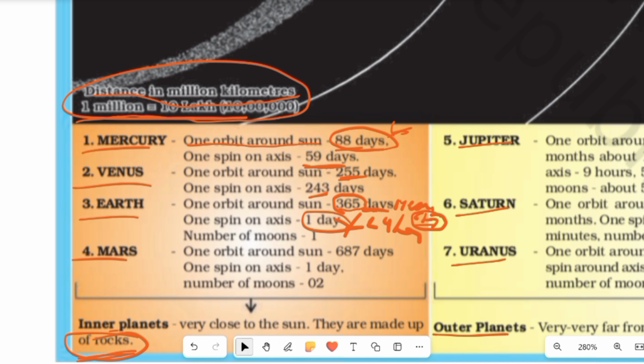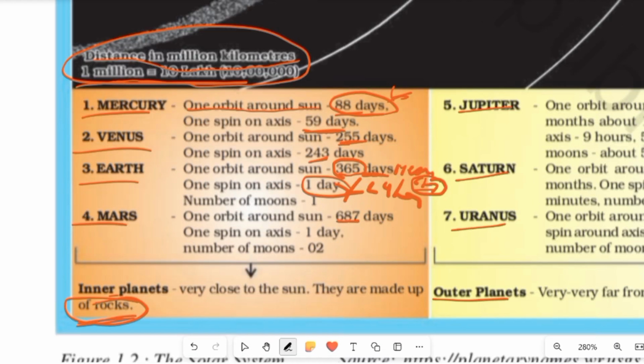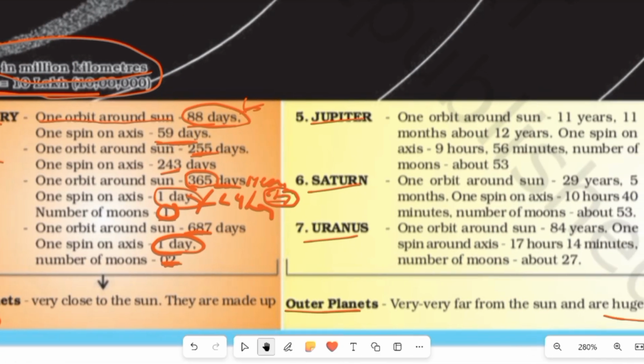Now Mars takes almost 687 days to revolve around the Sun, and on its own axis it takes 1 day, like our Earth. And as for the number of moons, Earth has one moon and Mars has two moons.